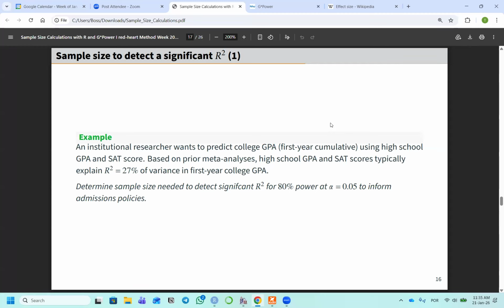But top officials ask how large a sample size we need to detect a significant R square with 80% power, with alpha equal to 0.05, for an admission policy. So we are going to suggest a sample size for this project. To do this, my parameter of interest is R square.